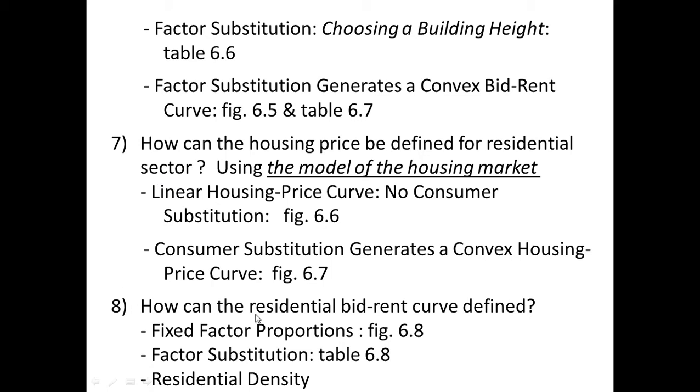How can the residential bid rent curve be defined? In this case, you can use fixed factor proportions. Fixed means no change, the same, constant. For fixed factor proportions, you can use figure 6.8. The other one, factor substitution, you can use table 6.8. This one is figure 6.8, this one is table 6.8. Don't confuse them. Another one, residential density.